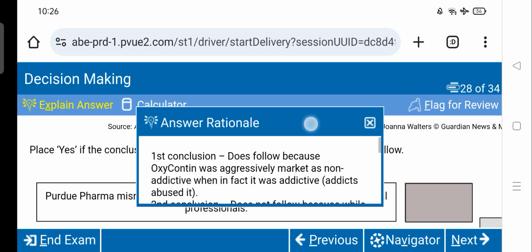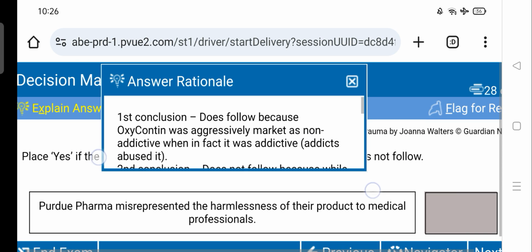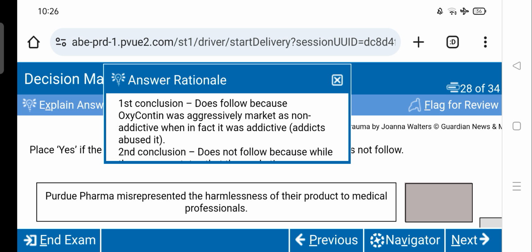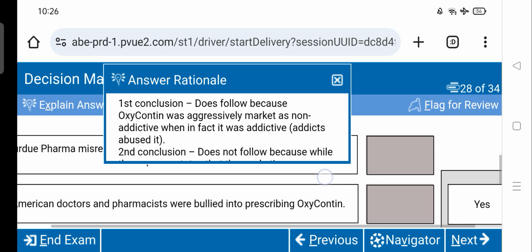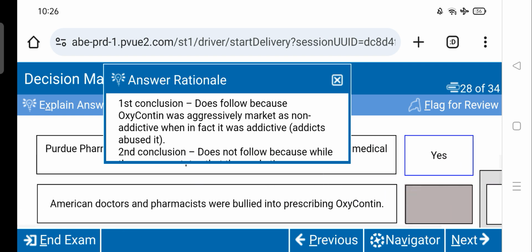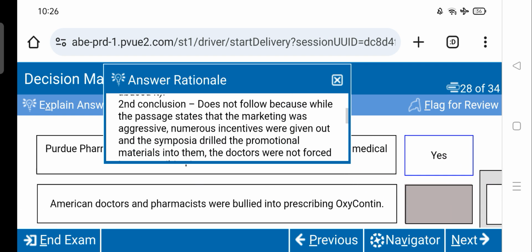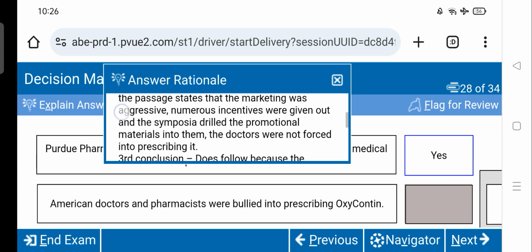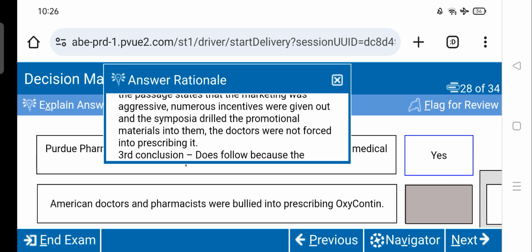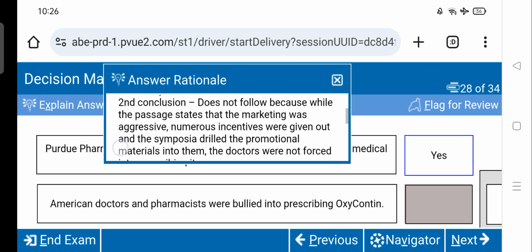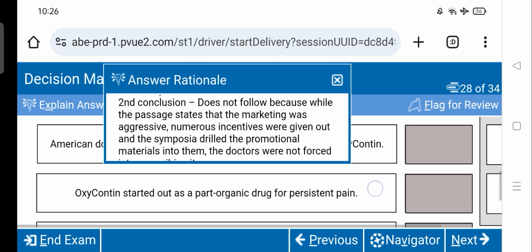So the first conclusion does follow because OxyContin was aggressively marketed as non-addictive when in fact it was addictive. So it does follow, so we will drag a yes and drop it here. Second conclusion does not follow because while the passage states that the marketing was aggressive, numerous incentives were given out and the symposia drilled the promotional materials into them. The doctors were not forced into prescribing it, so we will drag a no and drop it here.